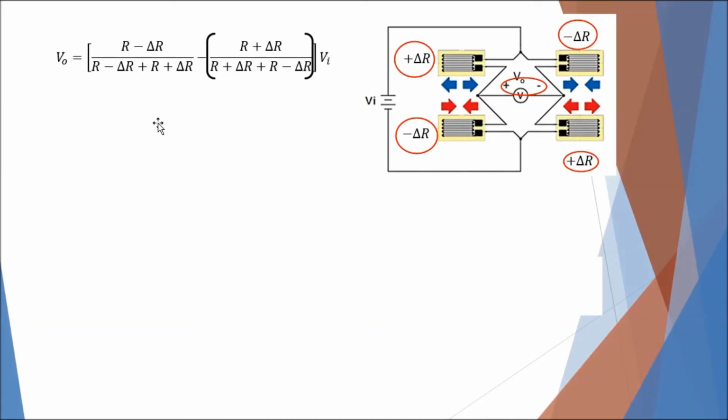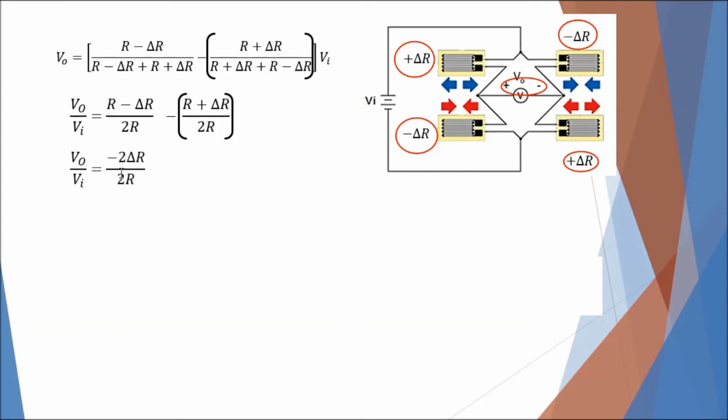Okay, and then you can simplify, bring VI over, so you are left with R minus delta R, and the bottom one, delta R will be cancelled out. You are left with R plus R, which is 2R, and then this side, the bottom part is also left with 2R. Okay, finally you are left with this equation, and you can cancel the 2, and so the answer V out is equivalent to minus delta R over R multiplied with VI. So that's the answer. Don't worry about the minus sign, because voltage can be negative or positive.